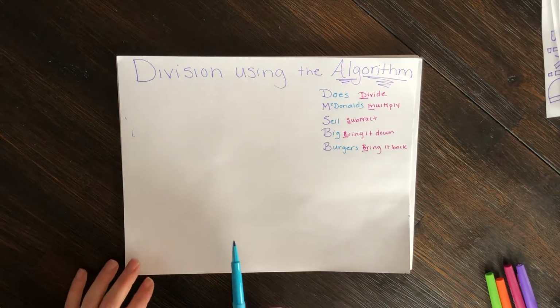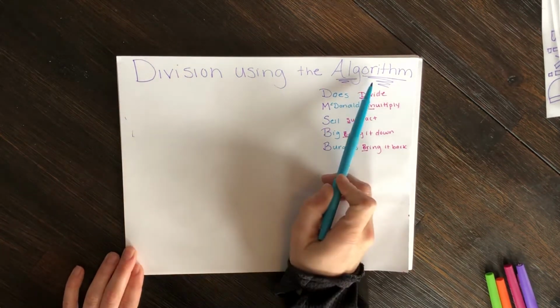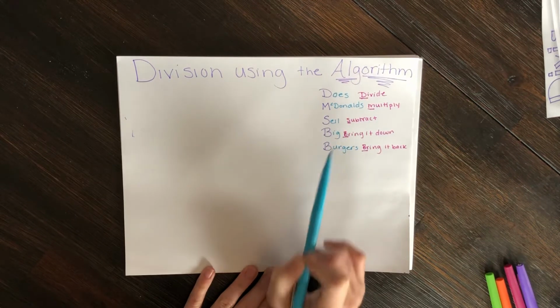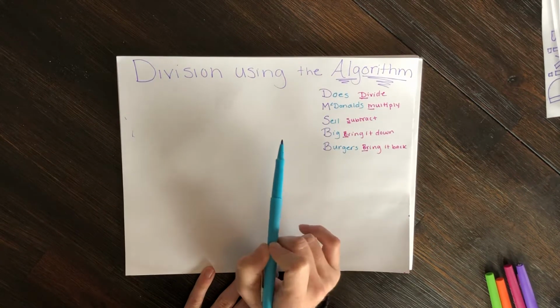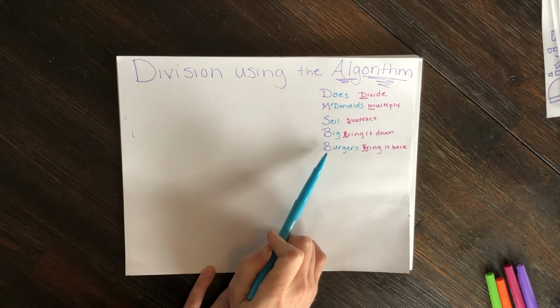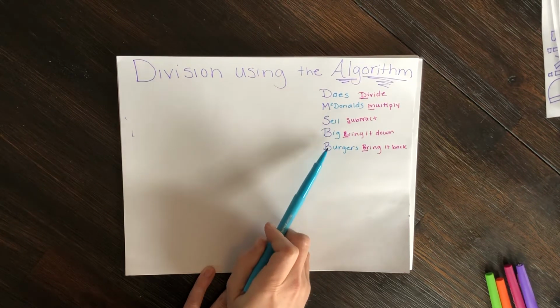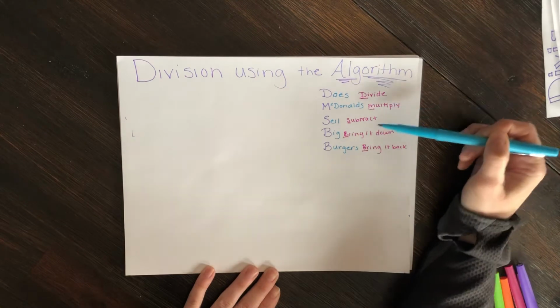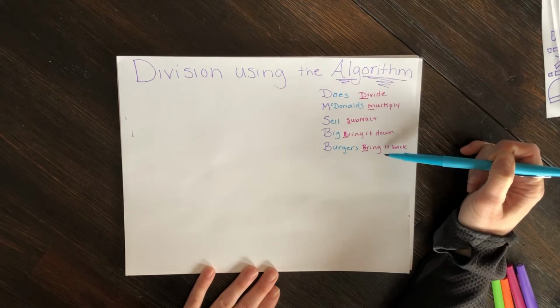So today we're going to be reviewing division using the algorithm, and when we do the algorithm it's the same thing as long division for you parents that were asking, and we use a method called DMSBB, does McDonald's sell big burgers, which stands for divide, multiply, subtract, bring it down, and bring it back.